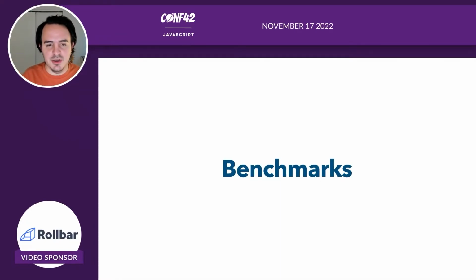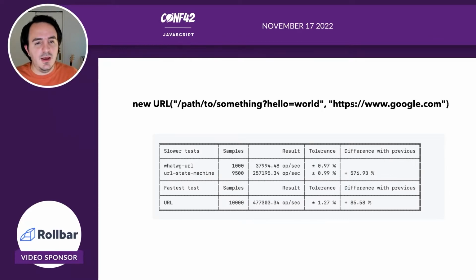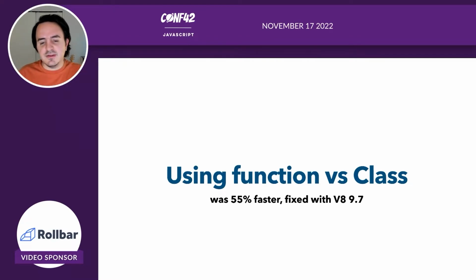So let's do some benchmarks of the JavaScript implementation. There's another library called whatwg-url, which provides the same feature set, and it's around 576% slower. URL state machine is 5-6 times faster, I guess. And the actual URL implementation provided by Node.js is 85% faster than my solution. This means that the decoding and encoding side is slow, and JavaScript is kind of slow for these particular operations. So there are some optimizations that I did, and I'm going to talk about those.